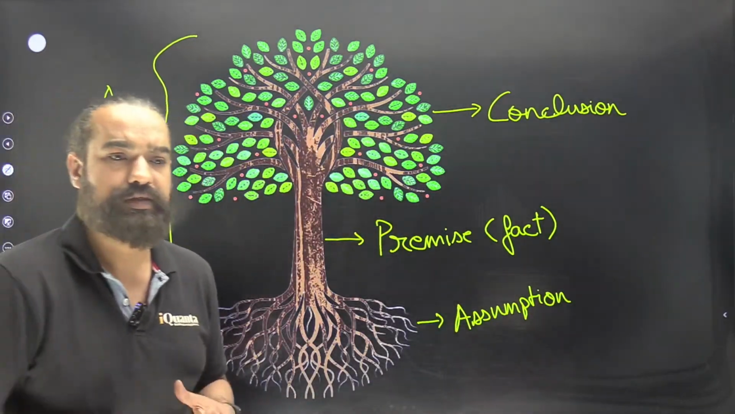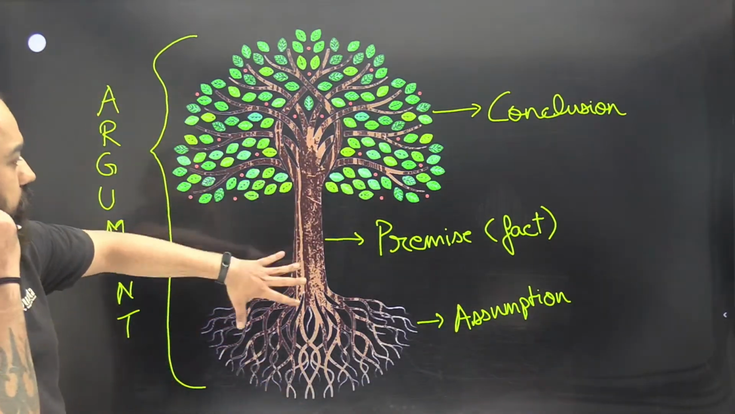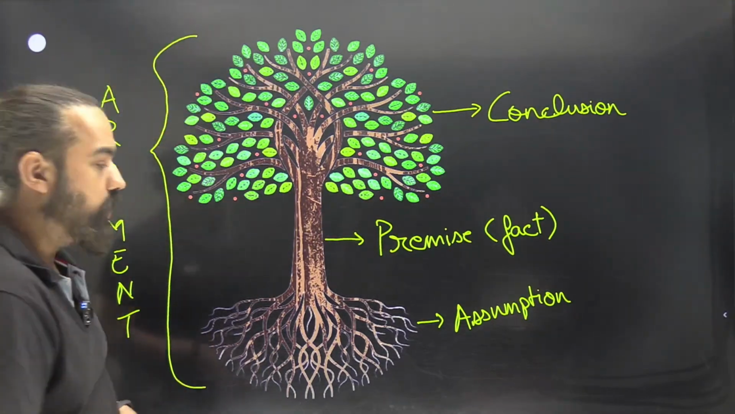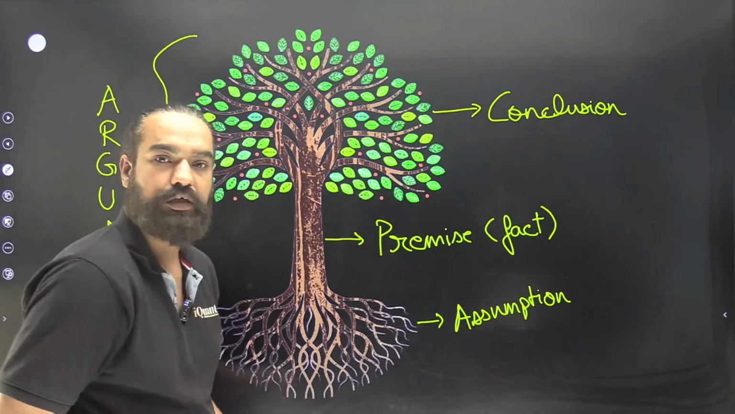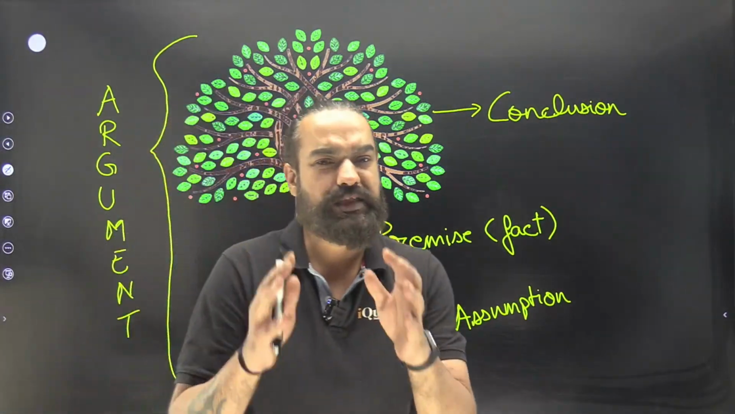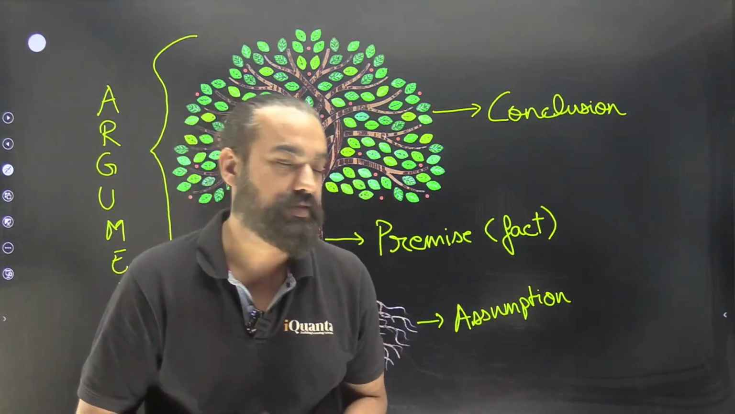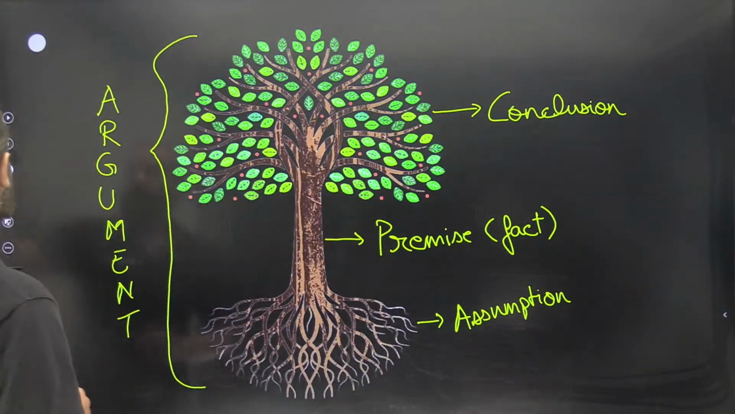This is how you can simply understand an argument. Premise, on the basis of the premise you arrive at a conclusion, but the conclusion cannot hold good without the assumption as in the roots. I hope this makes some sense now. Well, it will make a lot of sense by the end of this class. Let's take a look at the questions.